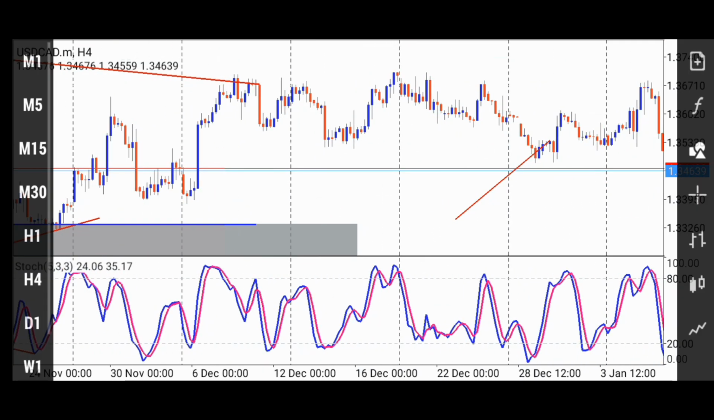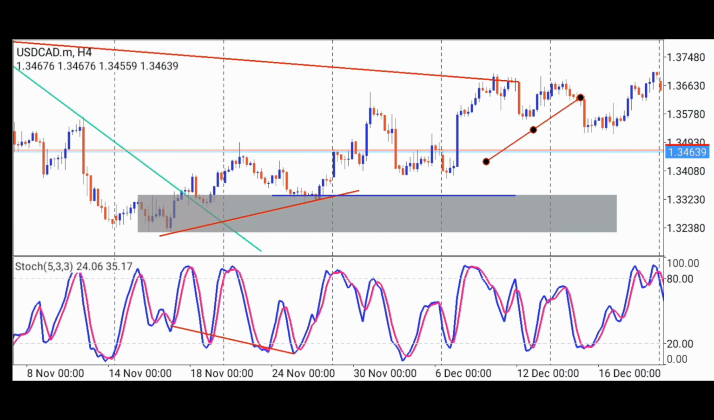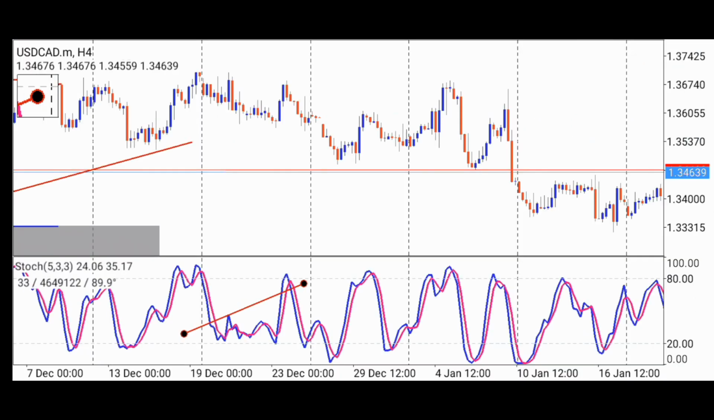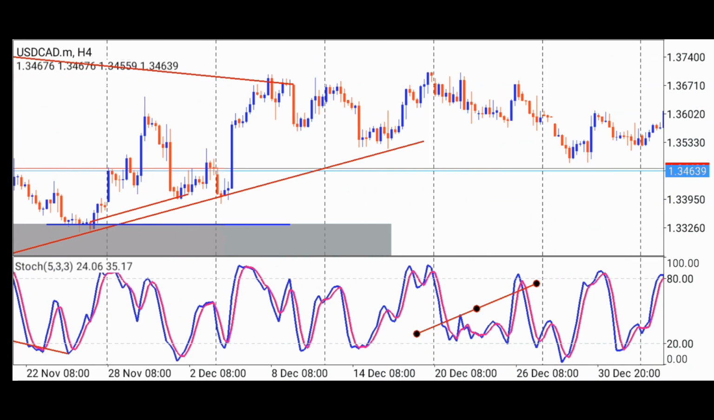Because I want you guys to understand and really get this thing and use it to your advantage. So from here till here, the market was rising, but on the indicator. So now we are leveraging. This is called leveraging, guys. So we find leveraging using divergence.